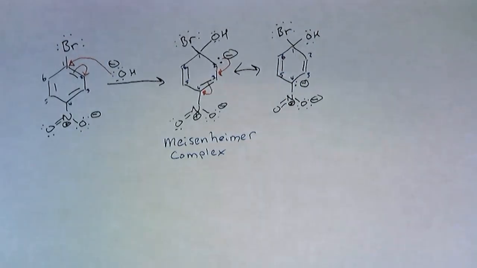We can then perform a similar pattern to get to our next resonance contributor by moving the lone pair to form a new pi bond between carbon 4 and 5, moving the existing pi bond between carbons 5 and 6 onto carbon 6.